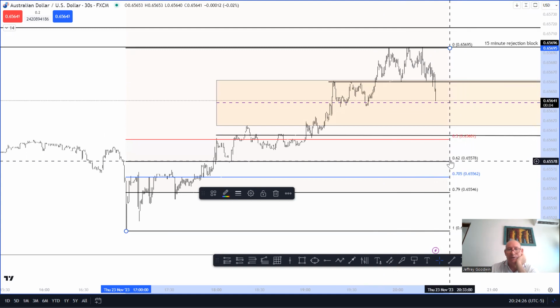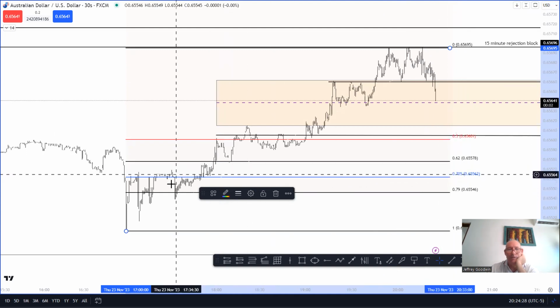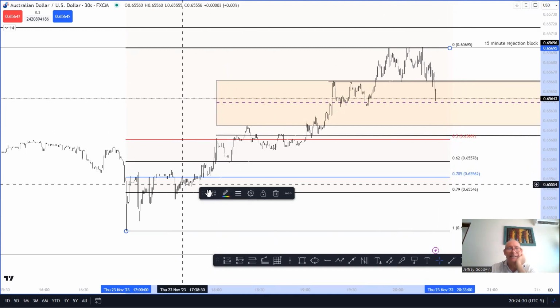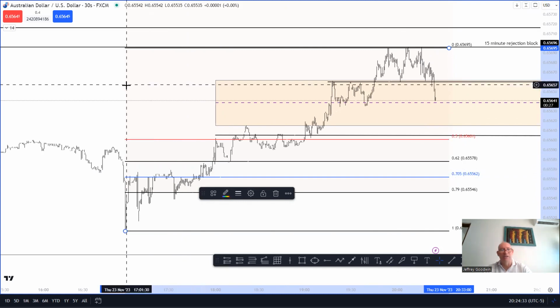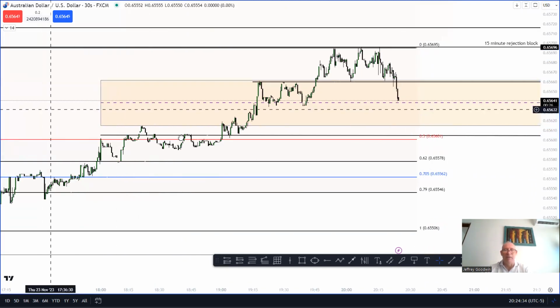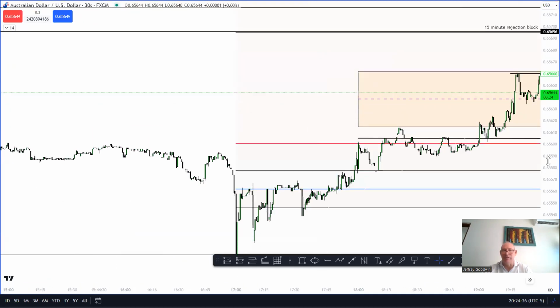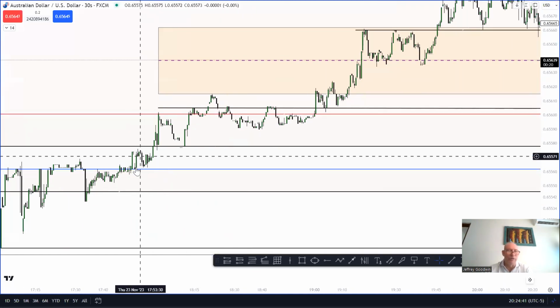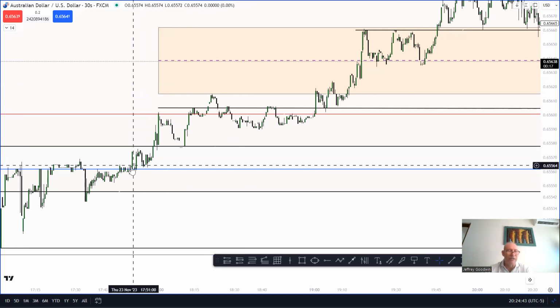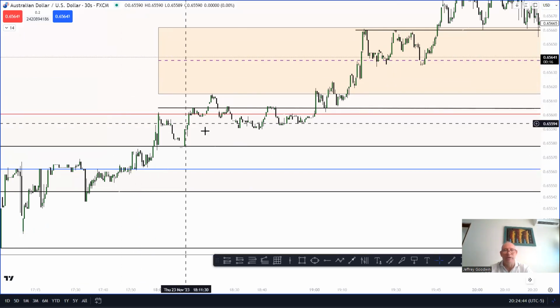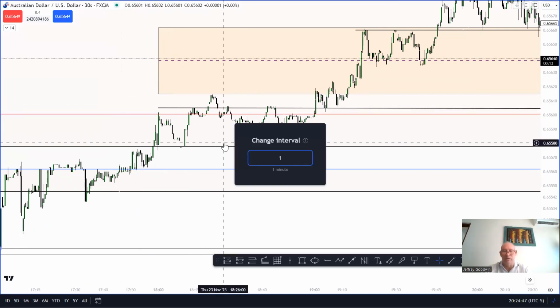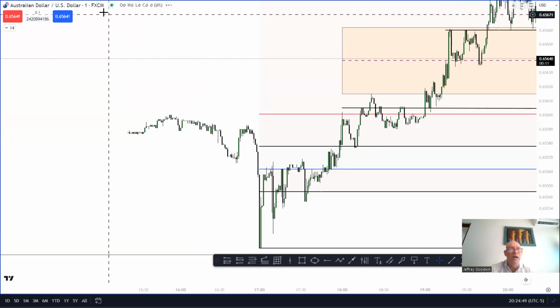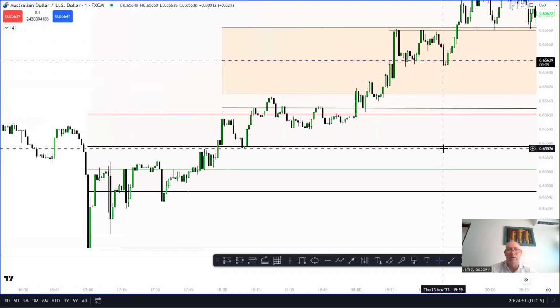But this area here, between here and here, I'm looking for any fair value gaps in here. Let's check if there's any fair value gaps between here. We've got all these orders in there. Back to the 1 minute. Just going to click this one, enter. That's the 1 minute, not the 1 hour.